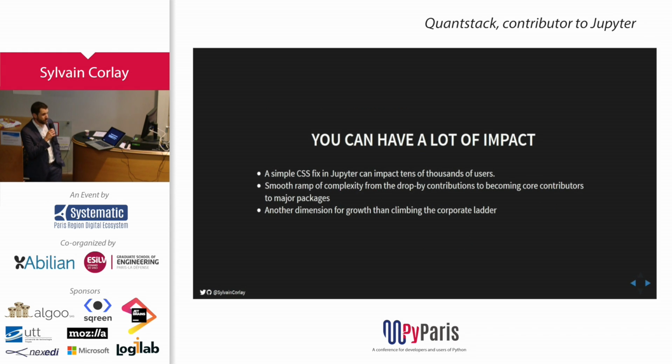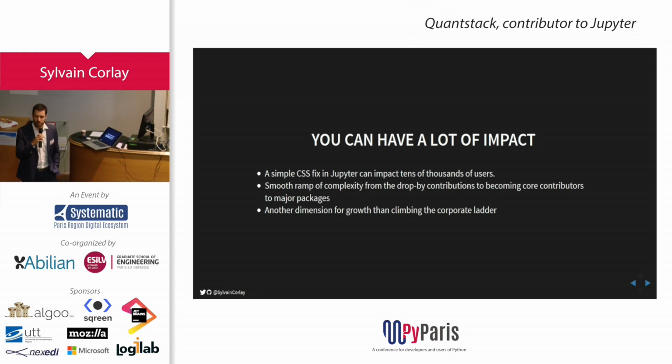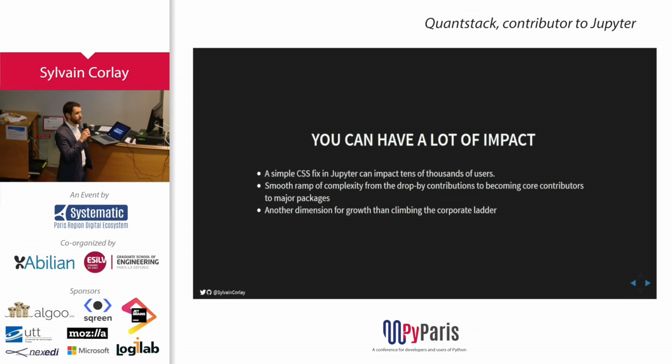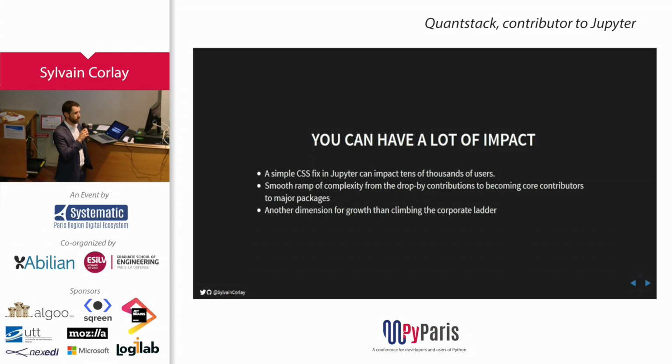So, for example, you can have a lot of impact. A simple CSS fix in Jupyter can impact tens of thousands of users. And a lot of people will be thankful because this annoying bug that they were observing is not there anymore. This may even make the difference in terms of adoption, or in turning someone into a key contributor in the future. There is a smooth ramp of complexity from drive-by contributions to becoming a core contributor to major packages. So start small and make simple contributions first. They will be greatly appreciated by the core developers, also because most of the time they are overwhelmed with the amount of work they have to produce and the maintenance burden of these open source software.